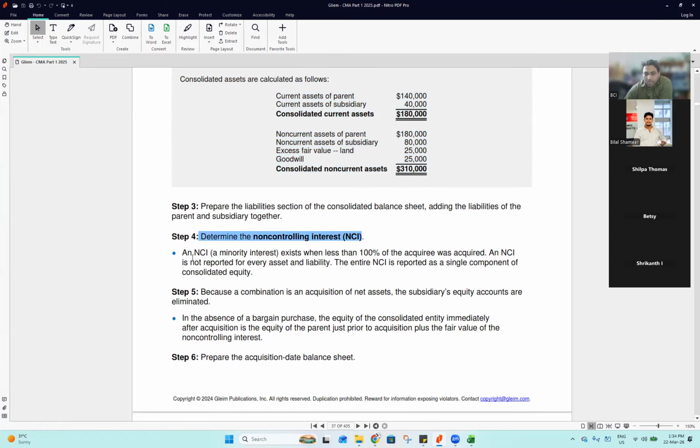Non-controlling interest, or minority interest, exists when less than 100% of the acquiree was acquired. That means if you are acquiring the other company at less than 100%, like 51% or 90% or 80%, then a non-controlling interest will exist. And non-controlling interest is not reported for every asset and liability. The entire non-controlling interest is reported as a single component of the consolidated equity. Clear? Now, because a consolidation is an acquisition of net assets, the subsidiary's equity accounts are eliminated. Clear?